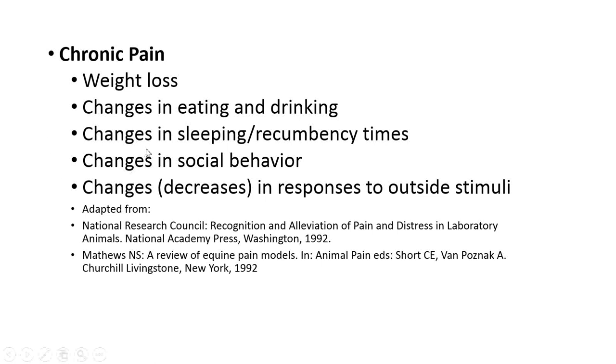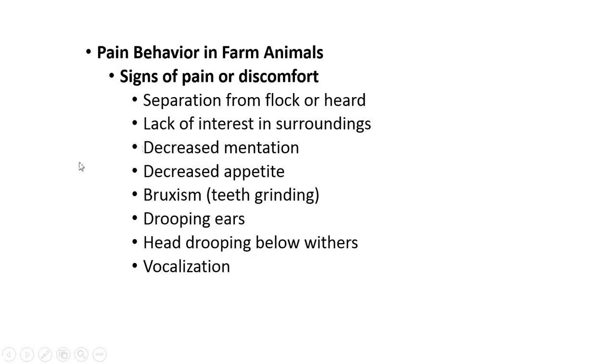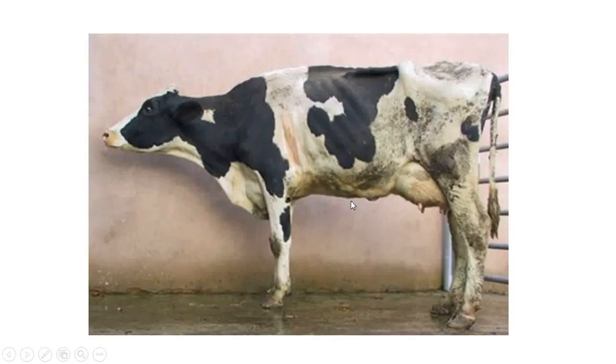All right, so you see these changes here. We're almost through. Pain behavior in farm animals. What you might see in horses, I mean, it's going to be cattle and things. They'll go separate from the flock. They're not interested in their surroundings. They'll have decreased mentation, decreased appetite. They'll grind their teeth, which is what causes bruxism. They may vocalize. They may stick their head out and strain, tenesmus, a straining type of activity.